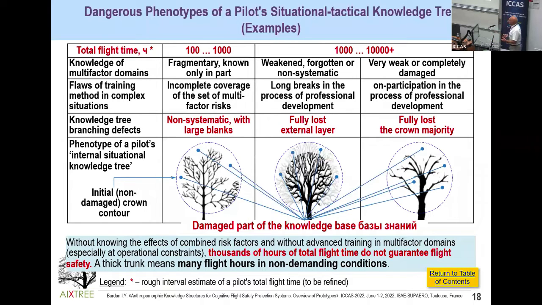And the most dangerous and the most difficult to cope with forms of situational tree inside the head are three: non-systematic knowledge with large blanks inside. You see blanks, blank places instead of branches. Then a fully lost external layer, and absolutely fully lost crown. And the reasons for that are shown in this table as well. Therefore, thousands of hours, which constitute the trunk of a tree, don't guarantee you safety in complex situations where the aircraft resides at the constraints. Obviously, pilots or automaton do not have knowledge or algorithms in order to return to the safe flight envelope.